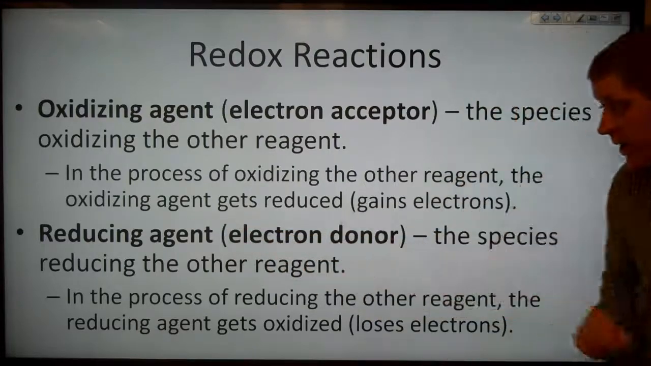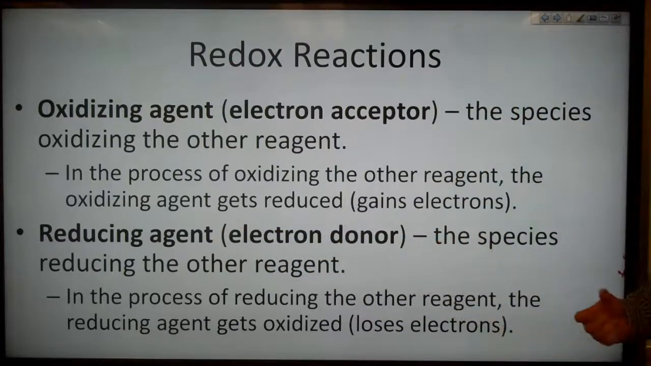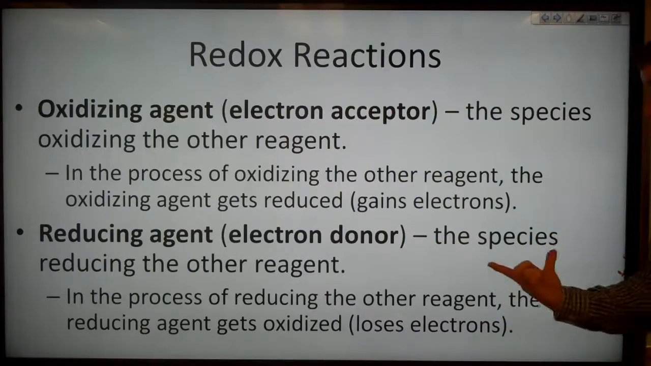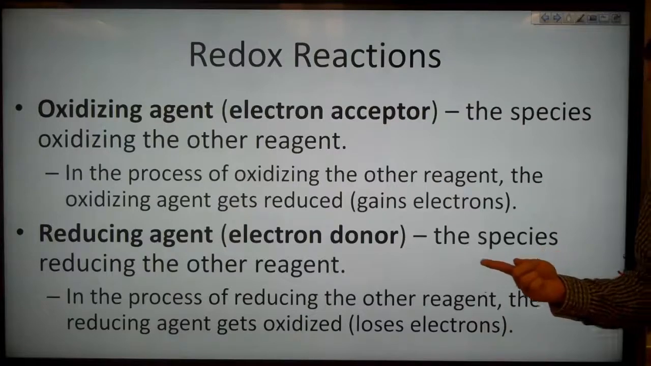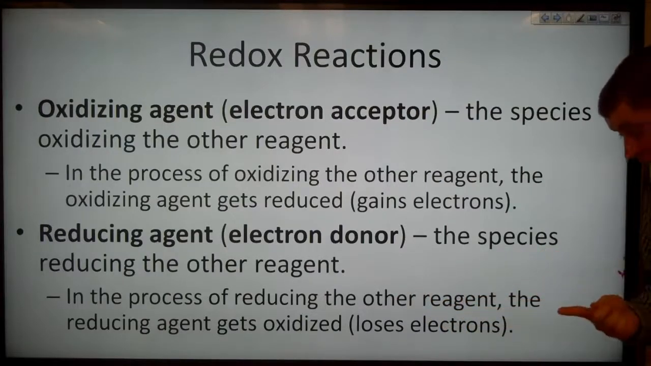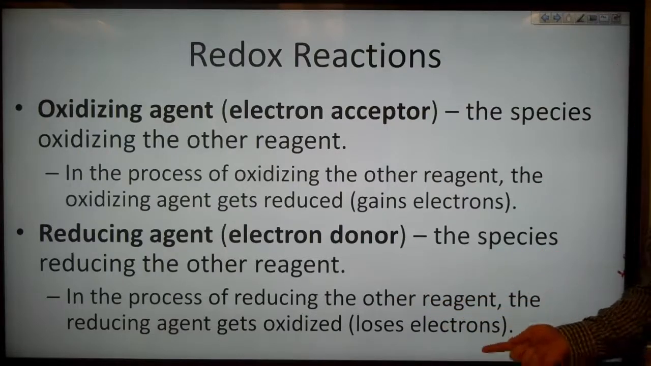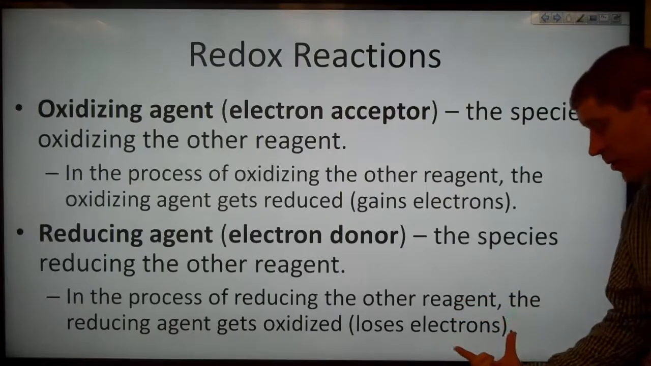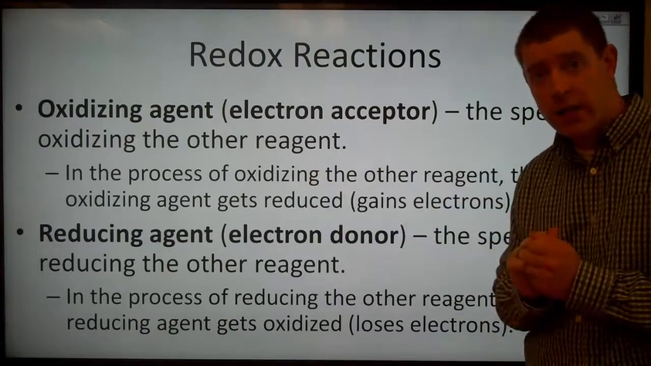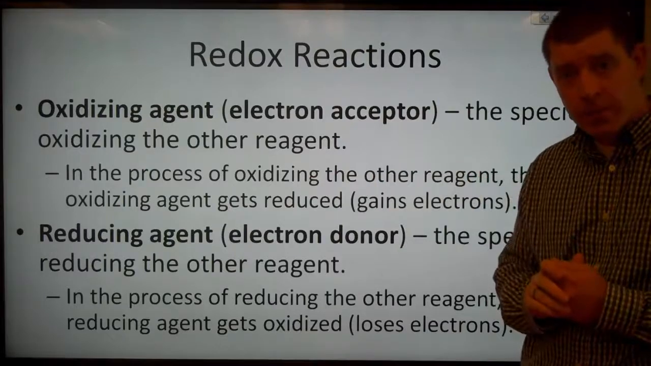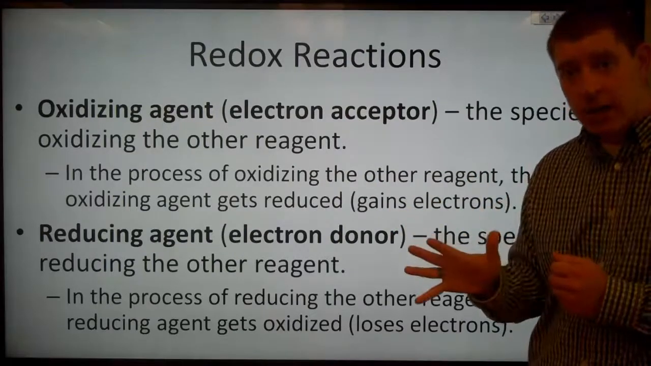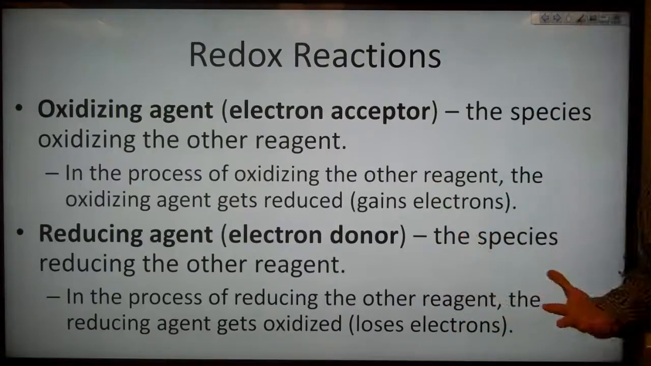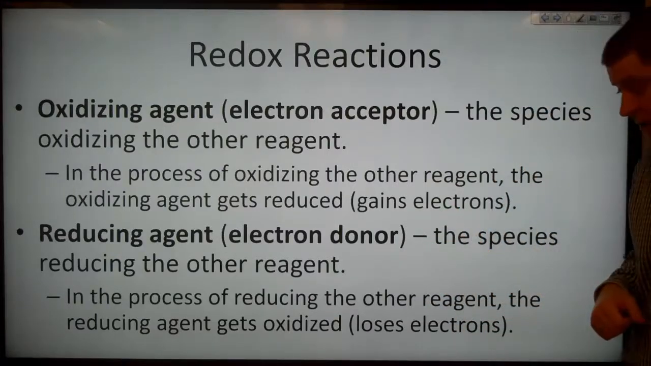So the reducing agent is the electron donor, the one that's giving up the electrons. This is the species that's reducing the other reagent. So again, in the process of reducing the other reagent, the reducing reagent is getting oxidized because it's losing electrons. As it loses electrons, as it reduces the other reagent, it's giving up electrons. As it gives up electrons, it's getting oxidized. Its oxidation state is getting more positive.